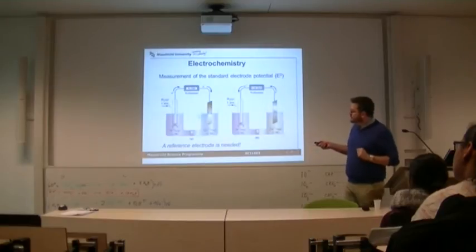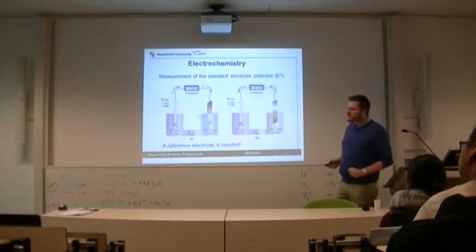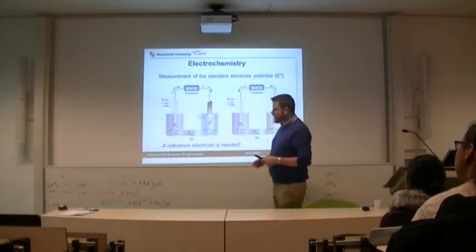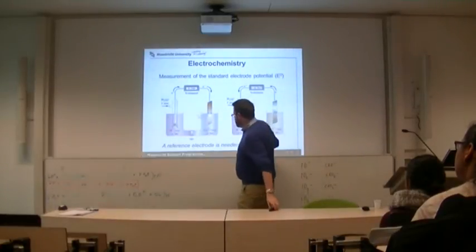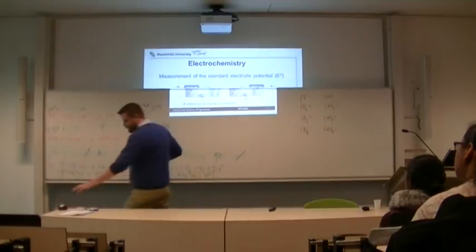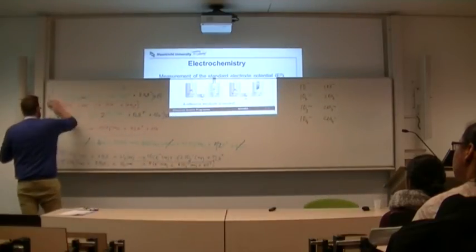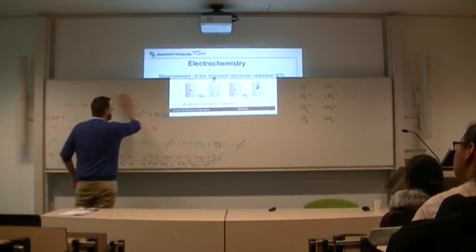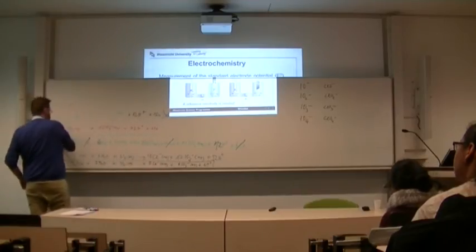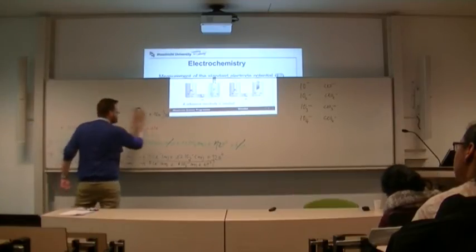So on the left here, for example, this would measure the potential associated with the copper half reaction, with the following half reaction. Let me write it down. This is important that you understand where these potentials come from.